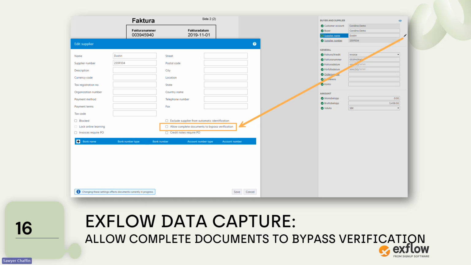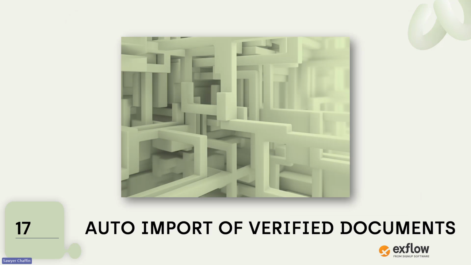Okay. For our 17th tip, auto import of verified documents. Documents that have been verified in ExFlow data capture and have a status of export in progress can be imported automatically into Business Central using a job queue entry. Some benefits of this, obviously the automated import, that job queue entry will handle that import process into BC, reducing some manual effort there. And you can also set that import frequency in the job queue entry to minimize wait time between ExFlow data capture verification and the actual import into Business Central.